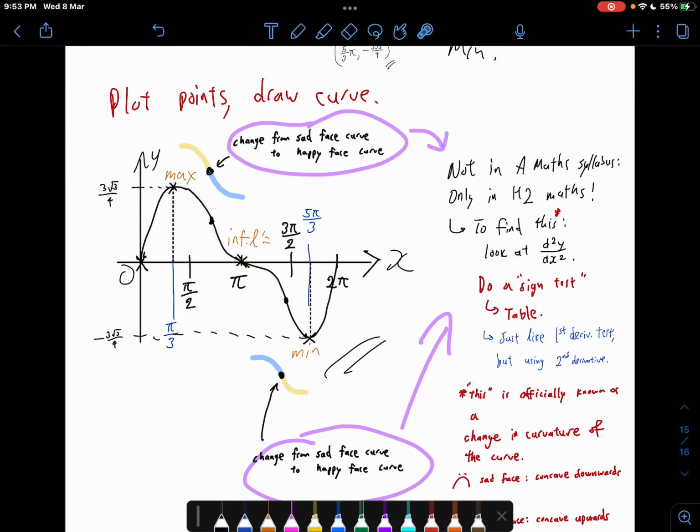But I prefer happy and sad face. It changes from sad face to happy face. There's a particular point there. I didn't bother to find the coordinates of that point because it's not in the syllabus. Don't need to know. Even if you didn't show it, it's fine. The graph is acceptable.